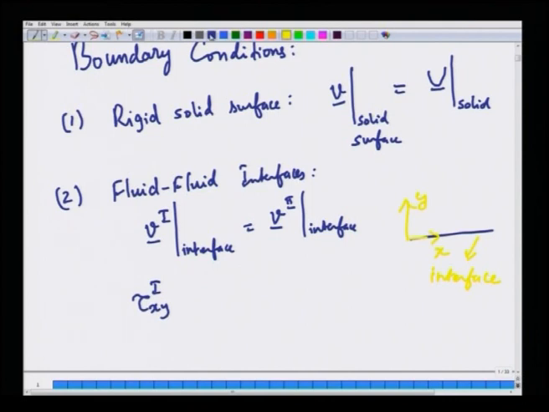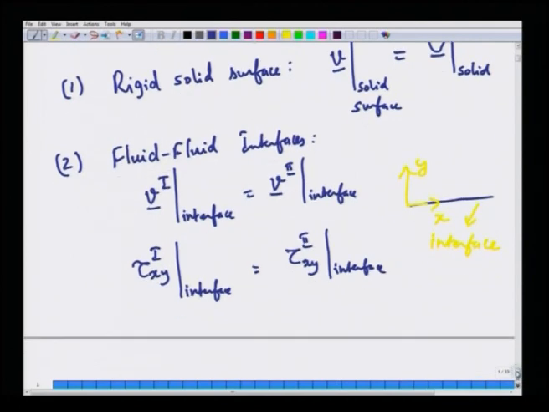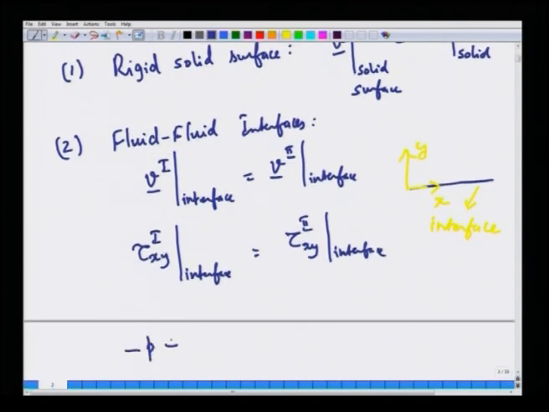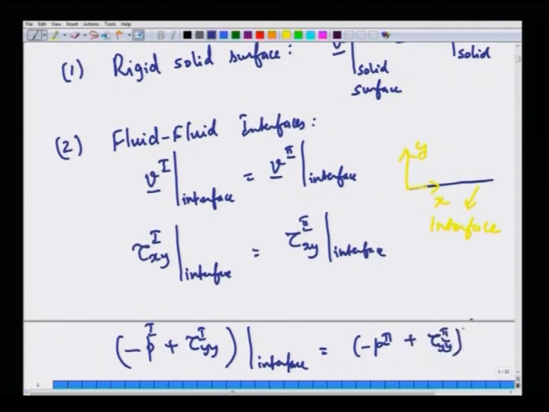Then tau x y in phase 1 at the interface is tau x y in phase 2 at the interface. This is the continuity of shear stress, and you also have continuity of normal stress: minus P 1 plus tau y y in phase 1 evaluated at the interface in fluid 1 is minus P 2 plus tau y y 2 in fluid 2 evaluated at the interface.